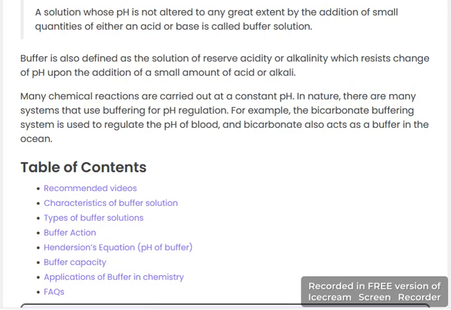Many chemical reactions are carried out at a constant pH. In nature, there are many systems that use buffering for pH regulation. For example, a bicarbonate buffering system is used to regulate the pH of blood, and bicarbonate is the acid that is the buffer in the ocean.